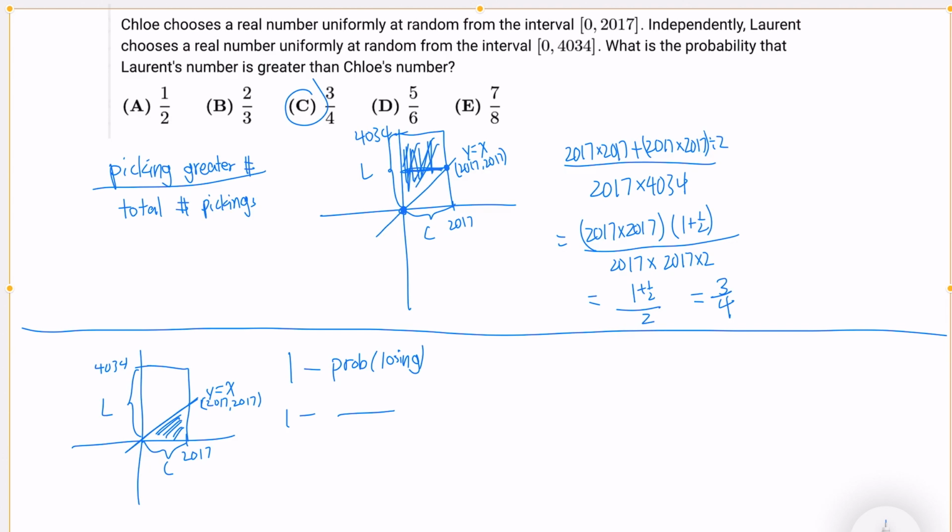Well, we already know that the area of the whole rectangle would be 2017 times 4034, and then the area of the shaded triangle would be 2017 times 2017 divided by 2. And then we can simplify this.